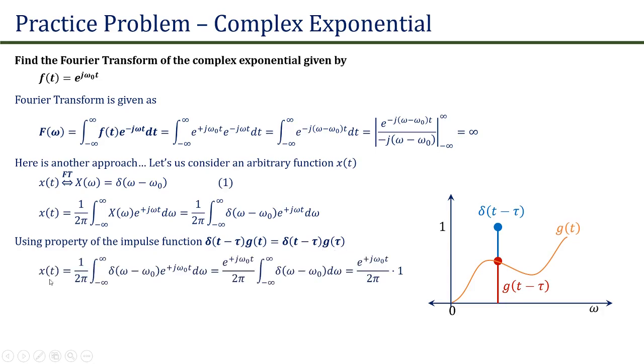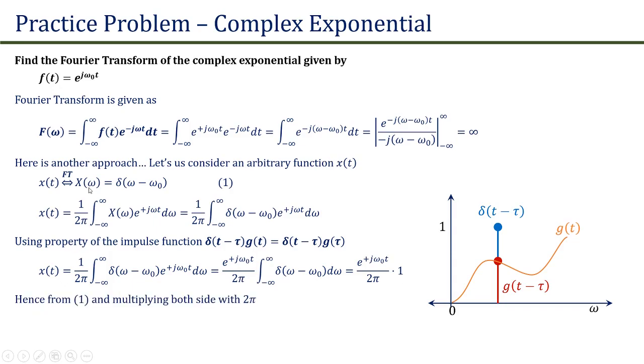Accordingly, we will get x(t) is equal to 1 upon 2 pi integral from minus infinity to plus infinity delta function of omega minus omega naught. Omega here will be replaced by omega naught according to this property, that becomes independent of omega, therefore taken out of the integral and rewritten as x(t) is equal to e raised to power j omega naught t upon 2 pi into integral of delta function, which is nothing but equal to unity.